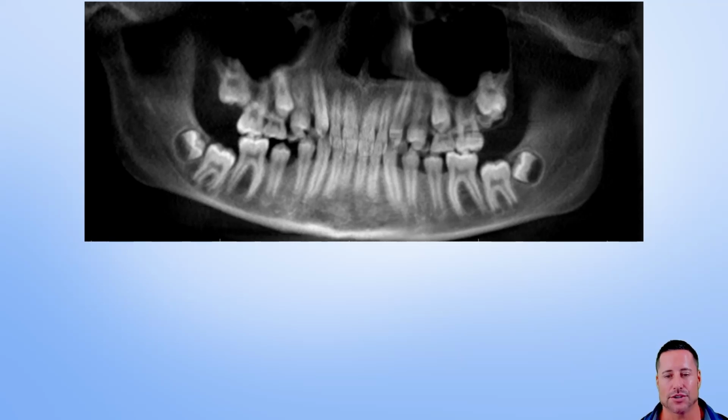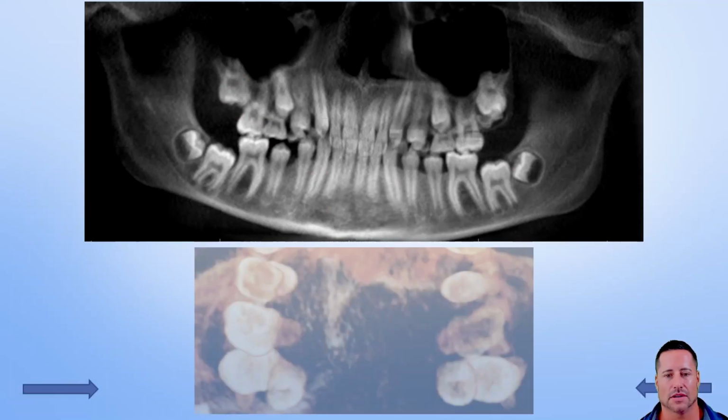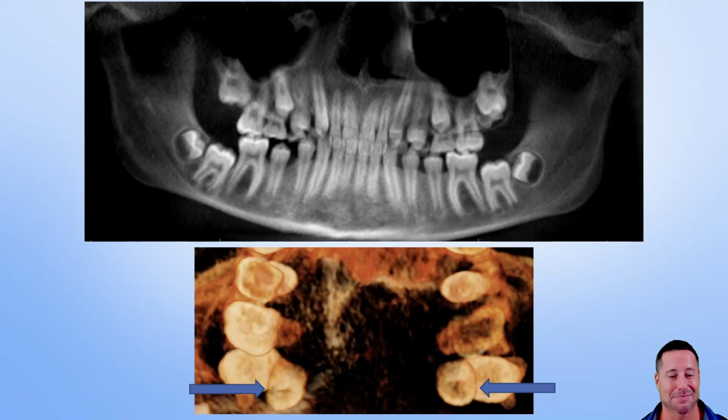So in this patient, you can see that upper left 8 is blocking the upper left 7, right? But does anything look atypical on the right side? Would you be concerned on the right side at all? Well, let's look. The upper right 8's blocking the upper right 7 as well. It's just superimposed in the image, so you can't really appreciate it.